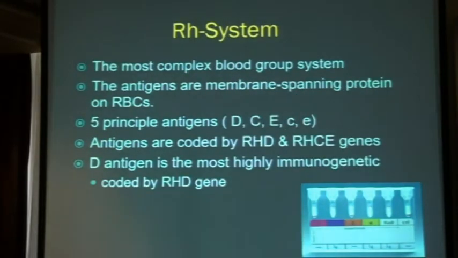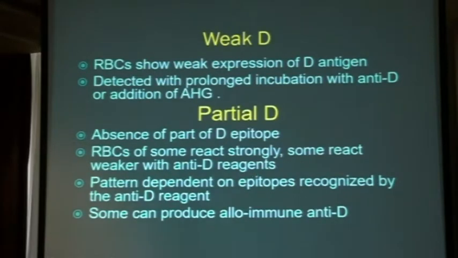The RH system is the most complex blood group system, and its antigens are membrane proteins in the RBCs. There are five principal antigens: capital D, capital C, capital E, little c, and little e. The antigens are coded in the RHD or RHCE genes. The D gene gives the most highly significant immunological reaction. We also do weak D for weak reactions of RBCs, or partial D.